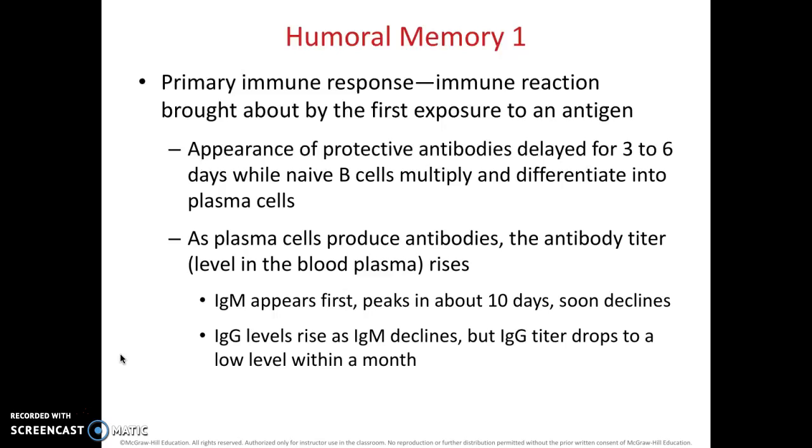Like we said, IgM will appear first, will peak about 10 days later, and declines after the antigen's been cleared, or mostly cleared. IgG levels will then rise as IgM declines, but the IgG titer drops to a lower level within a month. So you get both IgM and IgG helping out with this primary immune response.